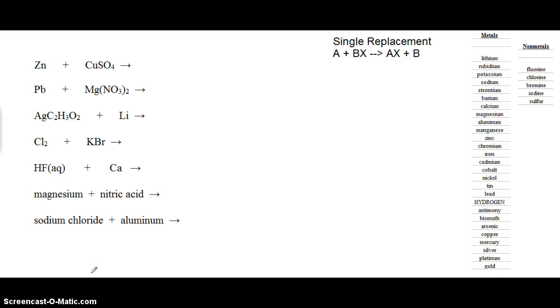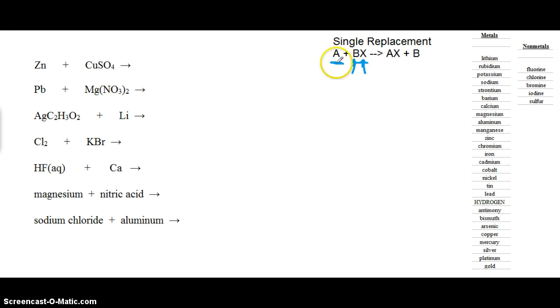Hello, welcome to my video on what I'm going to call single replacement reactions. Single replacement reactions generally involve a single element and a compound. So if you look here, the general form would be, and oftentimes I'm going to be dealing with a metal and a compound, an ionic compound where you have a metal cation and some sort of an anion.